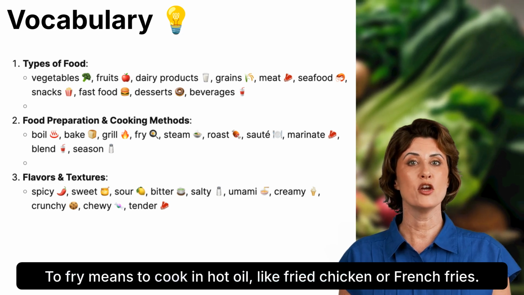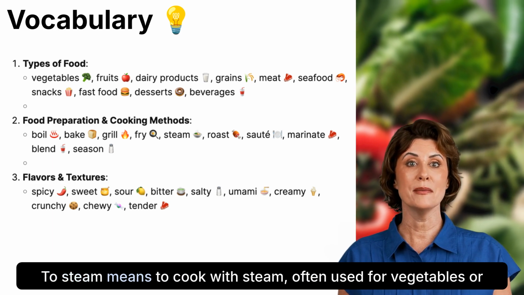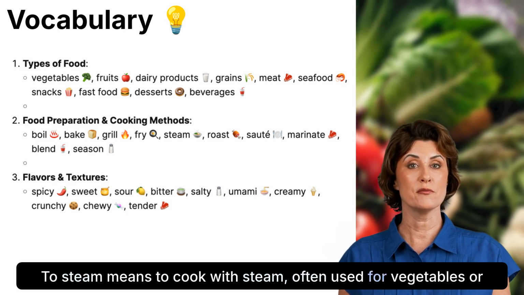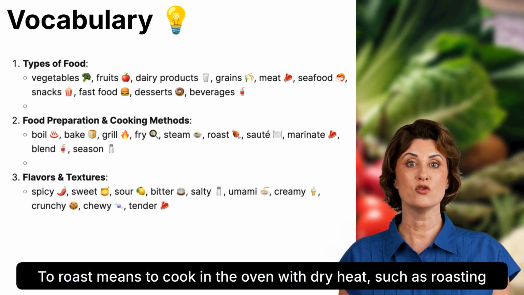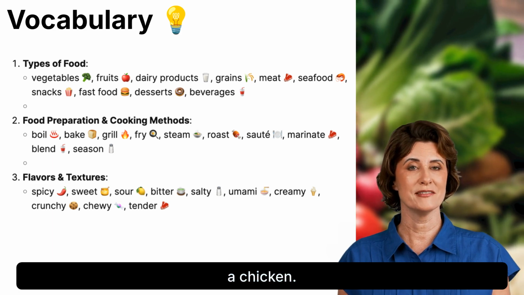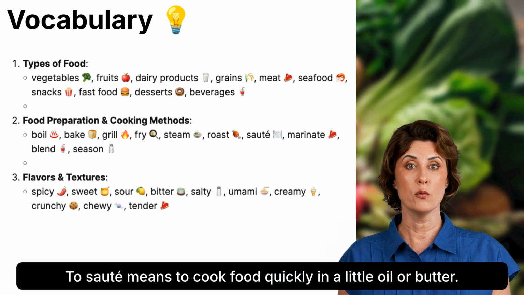To fry means to cook in hot oil, like fried chicken or French fries. To steam means to cook with steam, often used for vegetables or dumplings. To roast means to cook in the oven with dry heat, such as roasting a chicken. To saute means to cook food quickly in a little oil or butter.